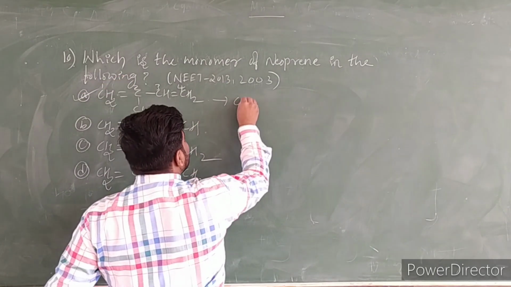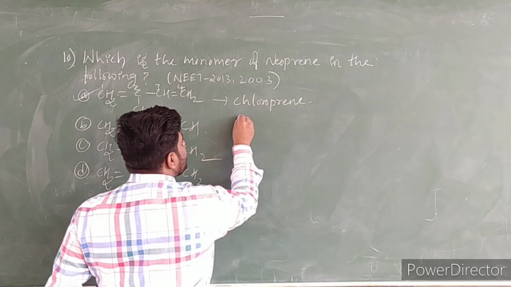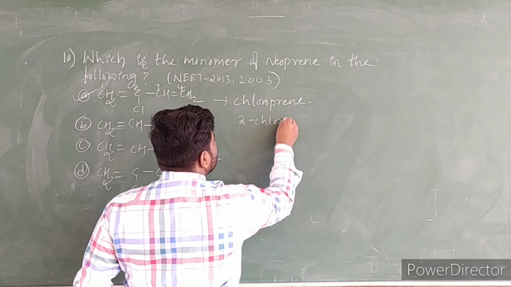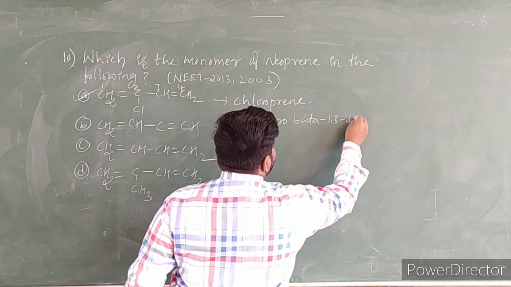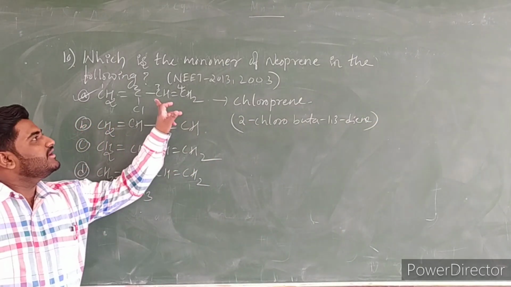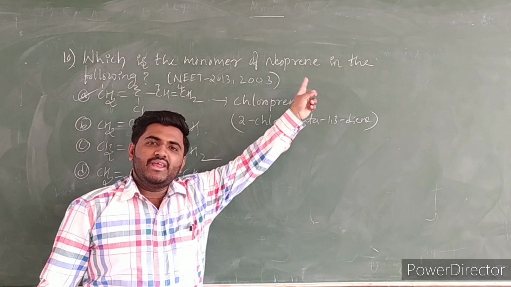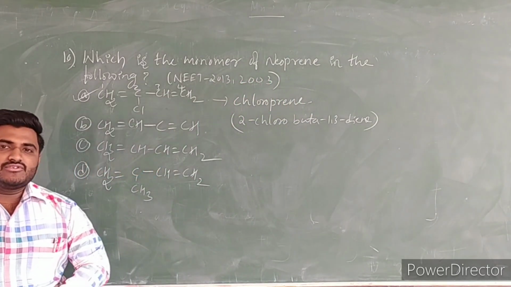What is the name of this one? You can commonly call it chloroprene. And what is its IUPAC name? 2-chlorobuta-1,3-diene is called chloroprene, which is present in our neoprene. This question was asked in NEET 2013 and 2003.